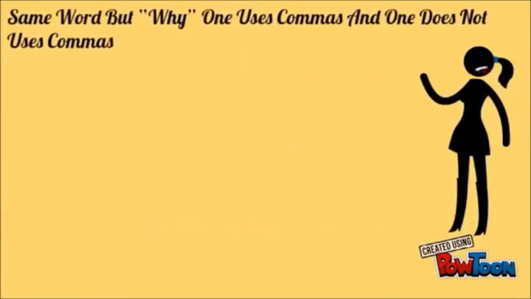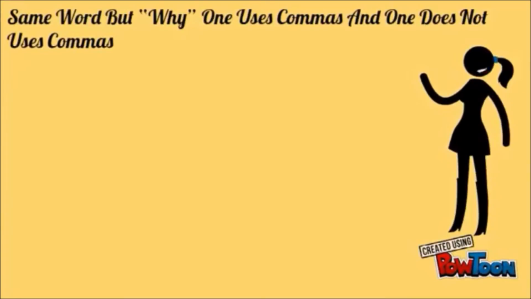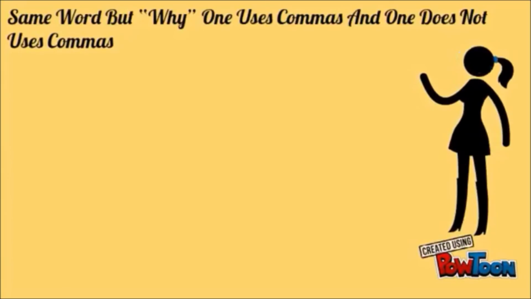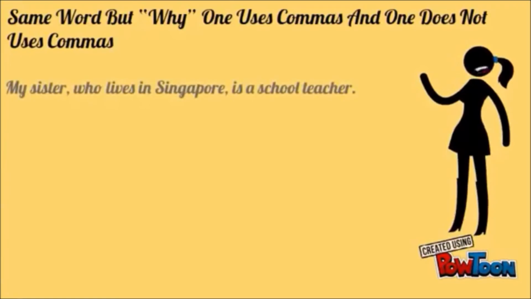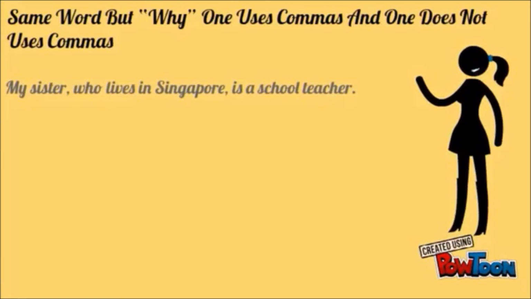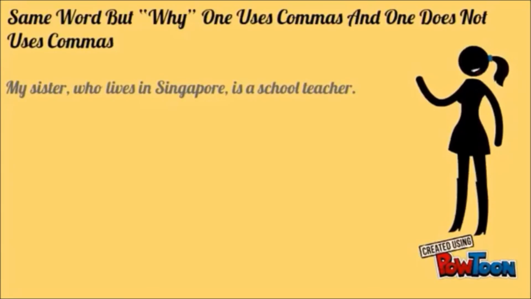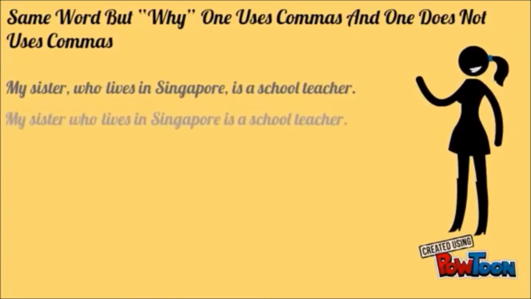Some sentences have exactly the same words, but one uses commas and the other does not. Commas in an adjective clause can change the meaning of the sentence. My sister, who lives in Singapore, is a school teacher. My sister who lives in Singapore is a school teacher. The two sentences use the exact same words, but the commas tell us some very interesting information.